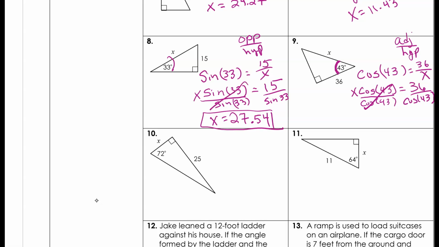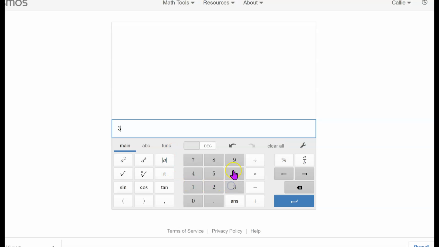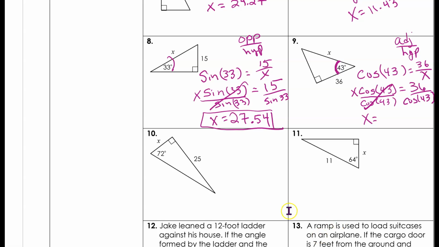So if I go back and look, now x is by itself, and what I'm going to put in my calculator is 36 divided by cosine of 43. Let's clear this out. 36 divided by cosine 43, and I end up with 49.2237, which I'm going to round to 49.22.